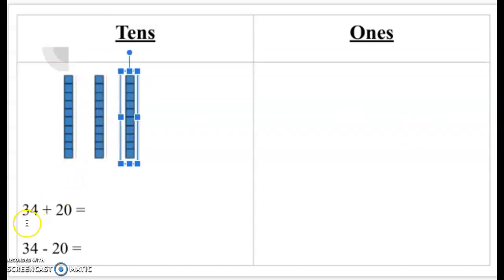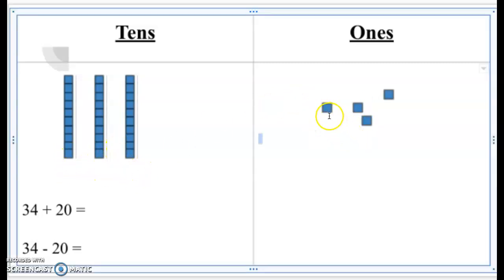So we have 3 tens, which is 30, and now we're going to have 4, which is in the ones place. So 4 would be 1, 2, 3, 4. So as you can see, if we were to count all of these together, we would get 34, which would be 10, 20, 30, 1, 2, 3, 4.